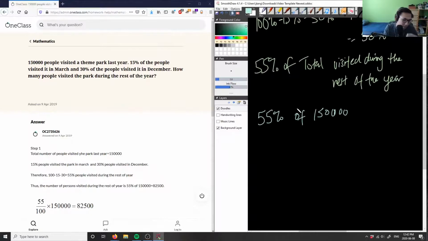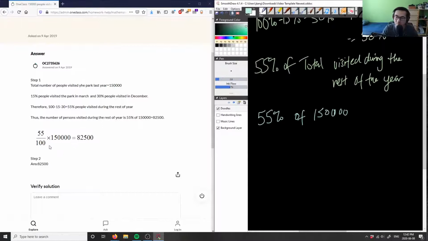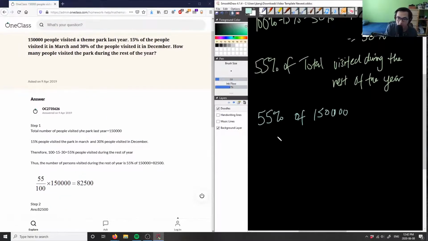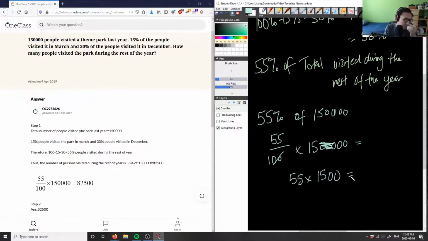In this case, I'll use a fraction because, as you can see in big numbers here, they actually use a fraction as well. So they have 55. They're changing the percent into a fraction, so it's 55 divided by 100 times 150,000. As you can see, these two zeros cancel out here. So I'm left with simply 55 times 1500. And this is going to give me a value of 82,500 people. So this here is our solution.